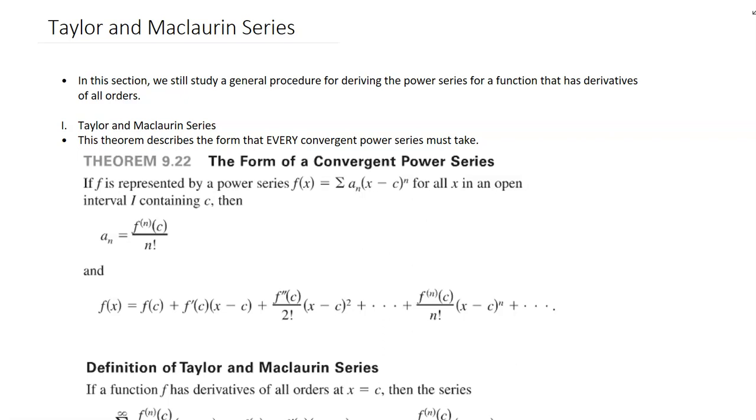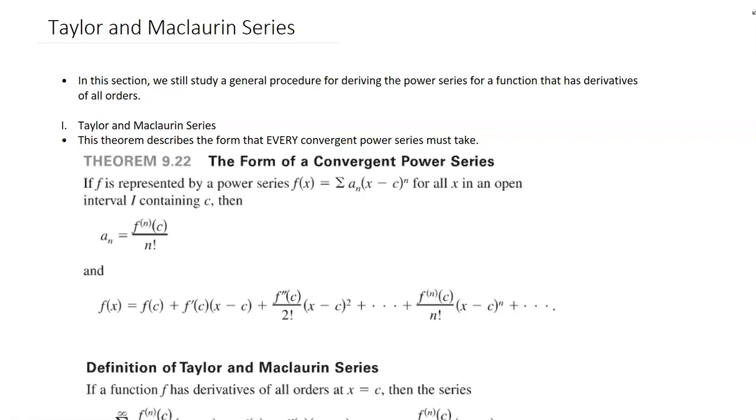Next, we're going to look at a general procedure for deriving the power series for a function that has derivatives of all orders, and specifically we're going to be looking at two types of series, Taylor series and Maclaurin series. This theorem is going to describe the form that every convergent power series must take.